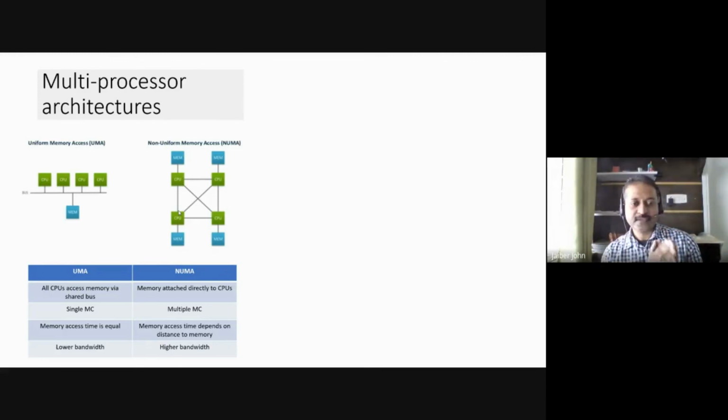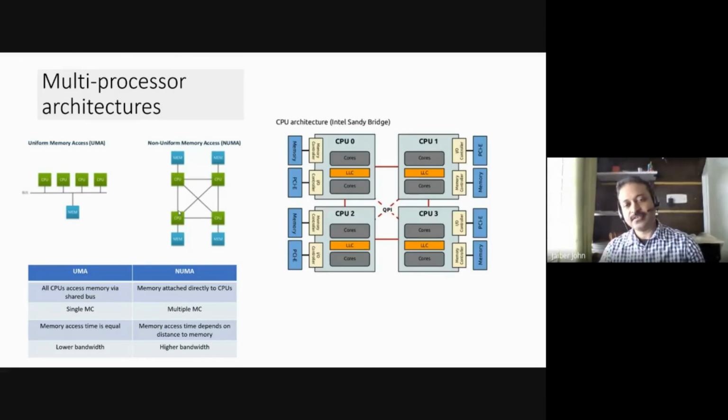So this table shows a comparison of UMA and NUMA, and nowadays all are NUMA architectures. Obviously bandwidth is high and so on. And in this last picture, I will show one example of the Sandy Bridge architecture, how with 4 CPUs, each having multiple cores, we can achieve this NUMA, right?